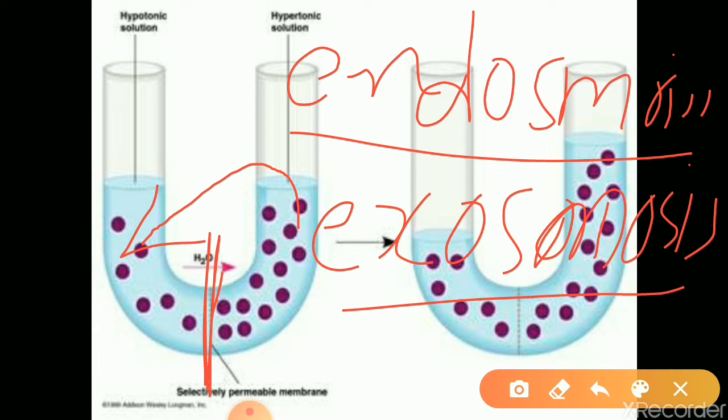So these are the two types of osmosis, endosmosis and exosmosis. Endosmosis means water molecules will move from outside to inside the cell, whereas in exosmosis, water molecules move from inside the cell to outside.